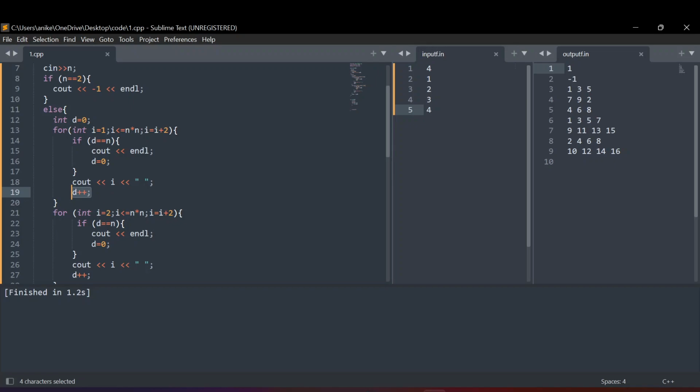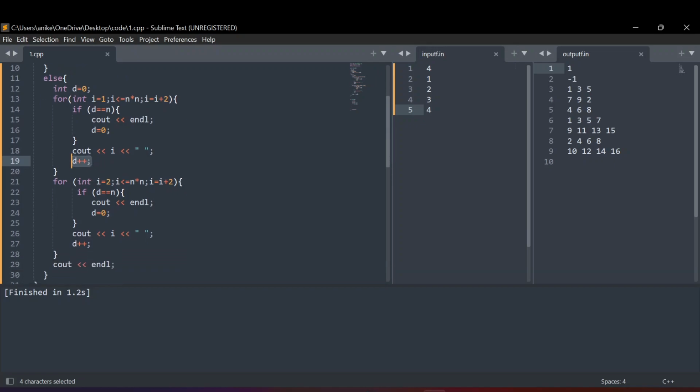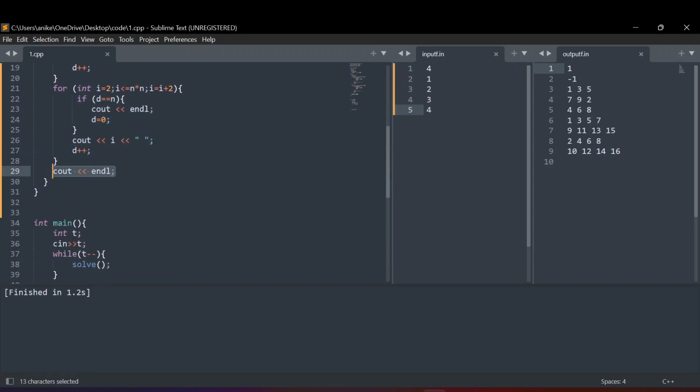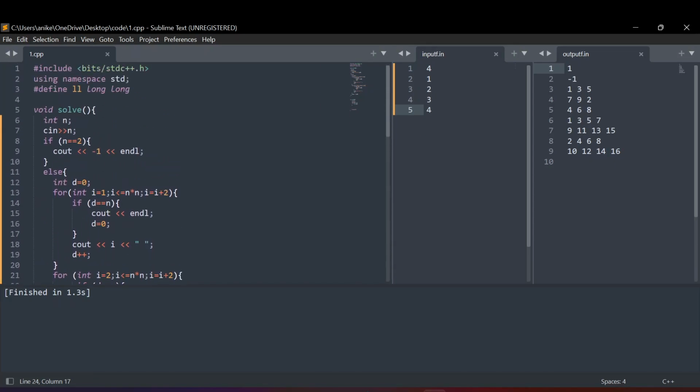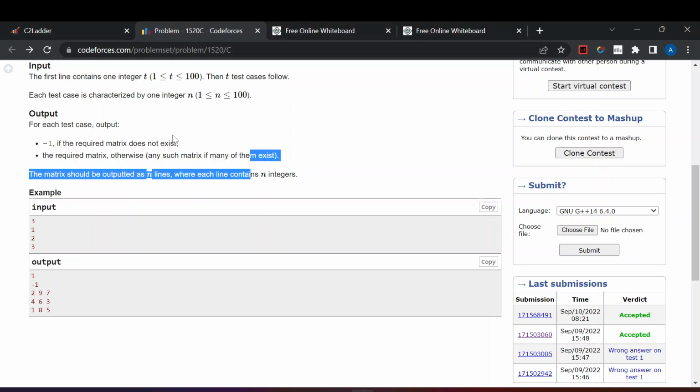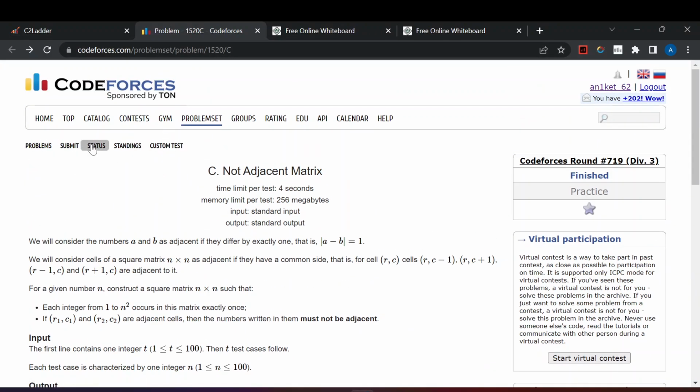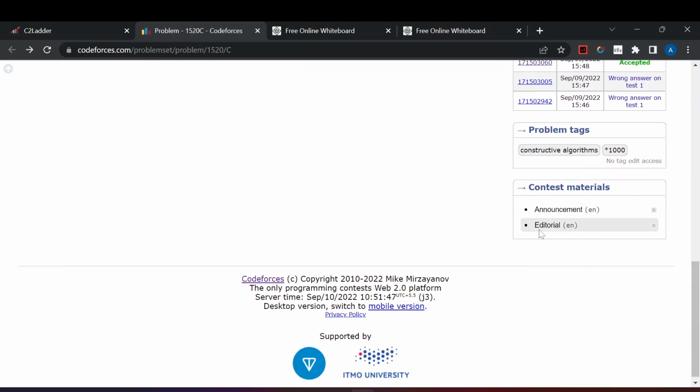And from where we left, from that point we will print even integers starting from 2. Again the same code is there, and then we'll print the end. So this works fine for all the test cases. For 1 it prints 1, for 2 it prints -1, for 3 it prints 1 3 5 7 9 2 4 6 8, and for 4 it prints 1 3 5 7 9 11 13 15 and so on. And as you can see, the code becomes pretty small compared to the code in the editorial for this question.